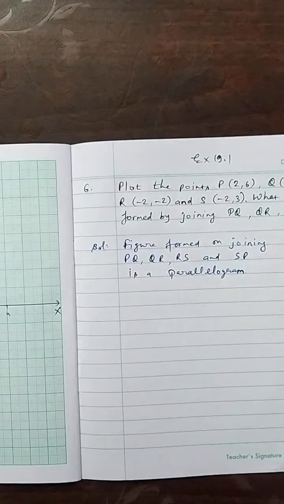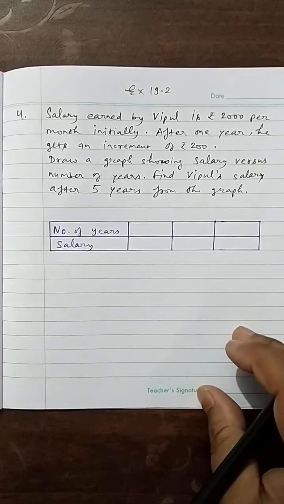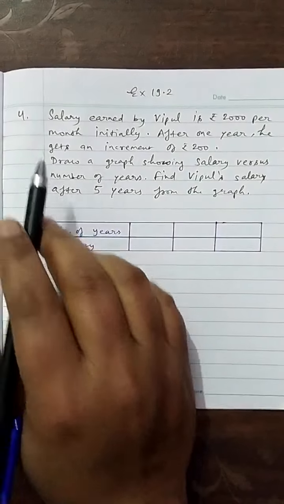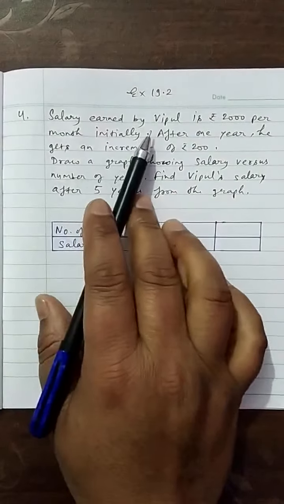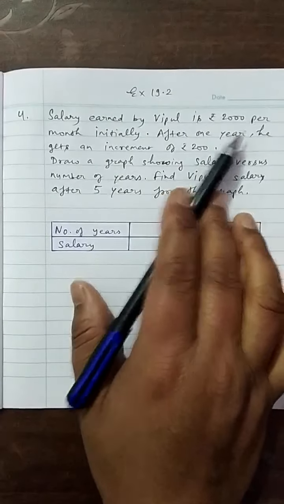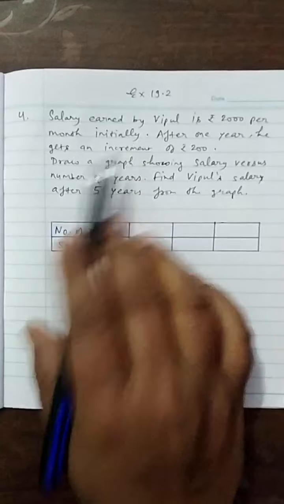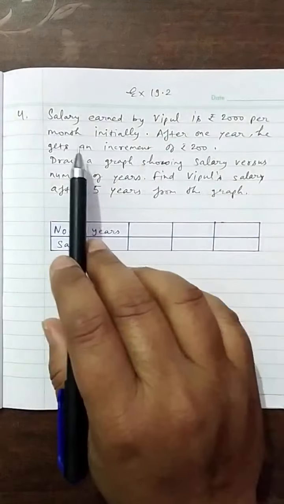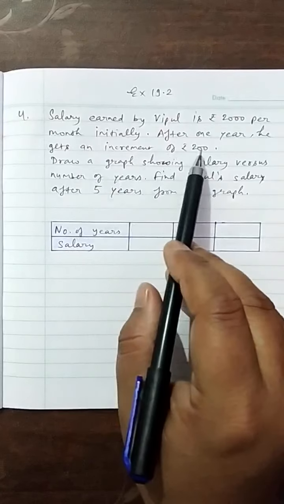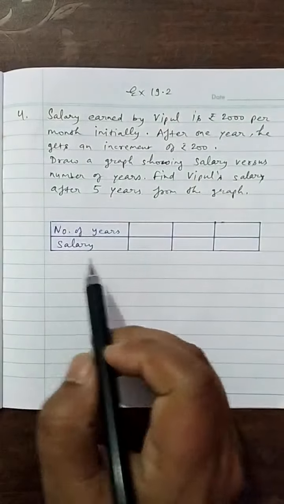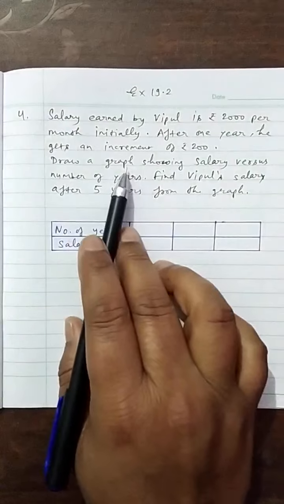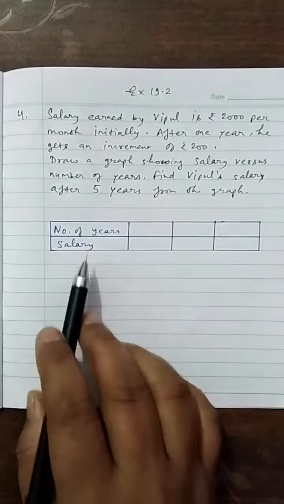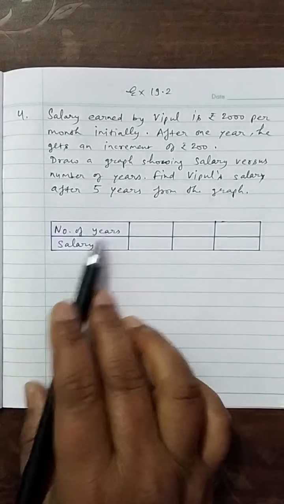Okay. Now let us take one question from 19.2, question number 4. The salary earned by Vipul is 2000 per month initially. Initially, we can take it as 0 also. After 1 year, he gets an increment of 200. Draw a graph showing salary versus number of years. So I have written here number of years and salary.